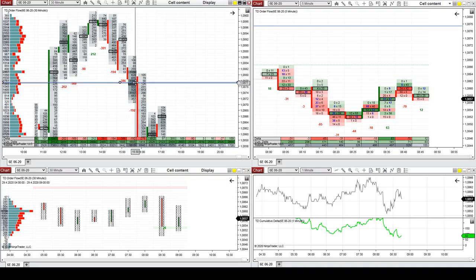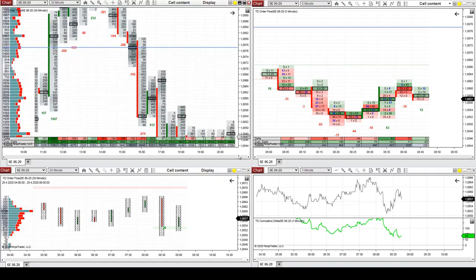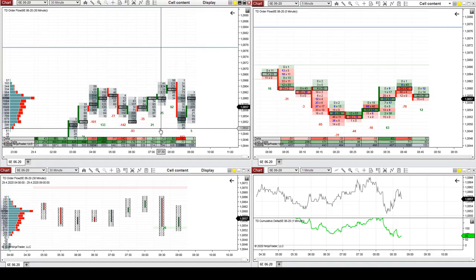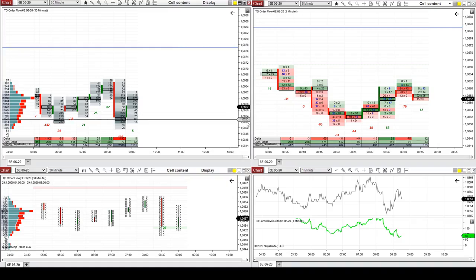As you can see, those are really heavy volumes if you compare it to the rest of the volumes in this footprint chart. Now this is the resistance zone to trade with the order flow. So when there's a pullback, I expect a reaction like this. So let's scroll the chart a bit and let's see what happens as the price will approach this level.